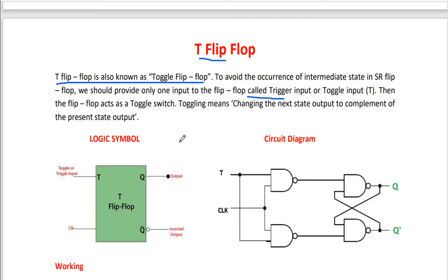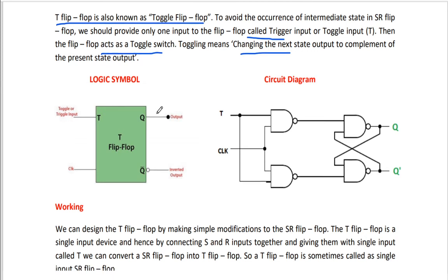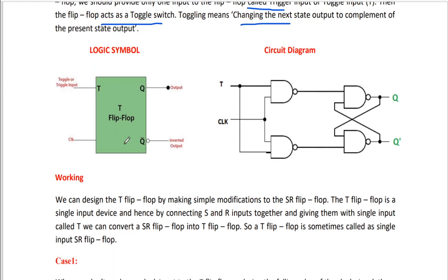Because the flip flop acts like a toggle switch. Toggle means changing the next state of the output to the complement of the present state of the output. Okay, let us see how the flip flop works. Now here we have the logic symbol of the T flip flop. Here again we have only one input, and the other input is your clock pulse, and we have two outputs, Q and your Q bar.